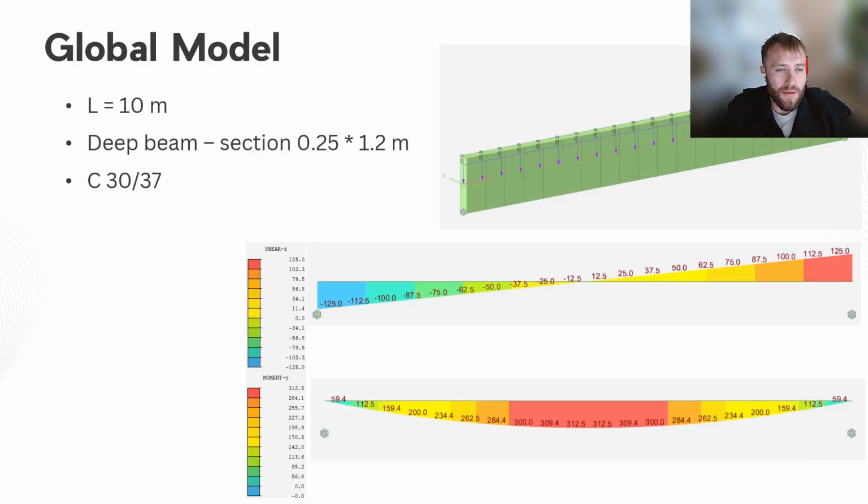So I utilized the global model from Midas Civil X. As you can see, the total length is 10 meters, the section is 25 times 120 centimeters, and the concrete is C30/37. I applied a uniform load. This is just one single load case, and you are also able to take pen and paper and calculate it by hand, but I wanted to demonstrate how it looks with the numbers for every part of the shear force and the bending moment. So those are the values.